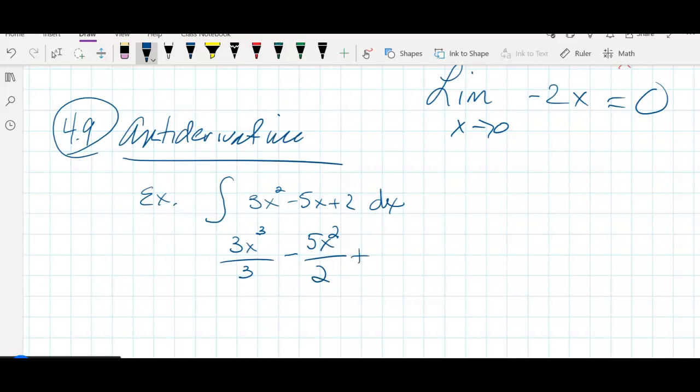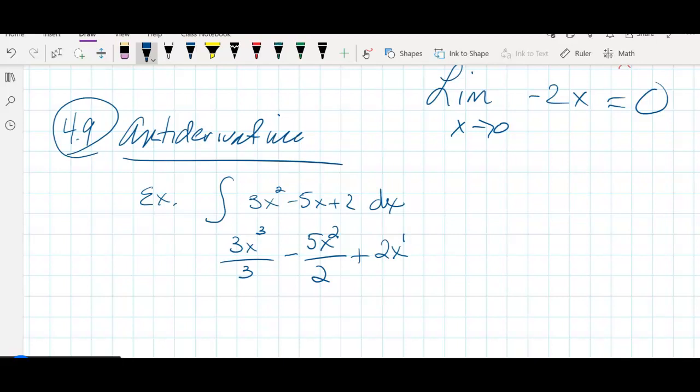And even if there's no x on there, technically there is an x attached to that 2. What is the exponent of that x? 0. It's there. We don't ever write it, but it is there. So that 0 goes up to 1. Oh, divide by 1 doesn't do anything.